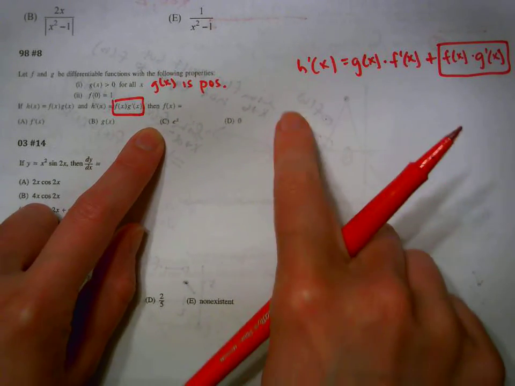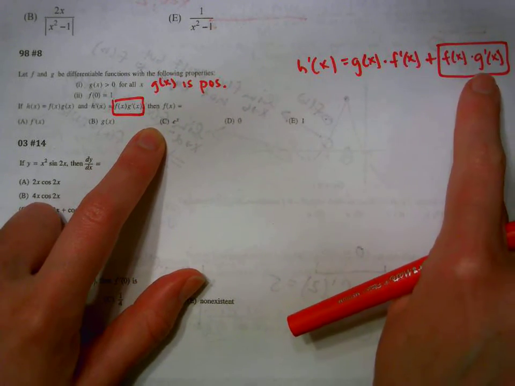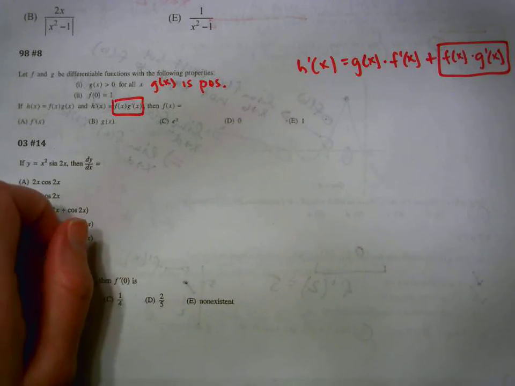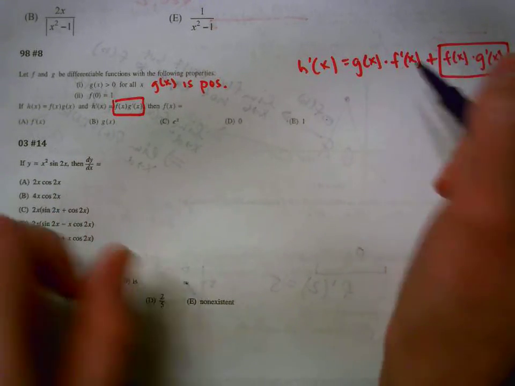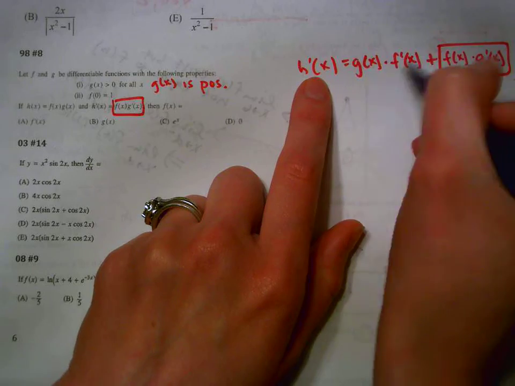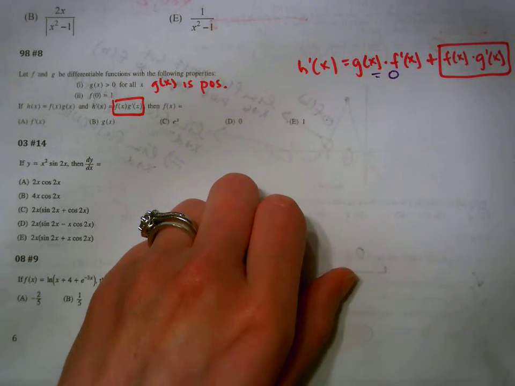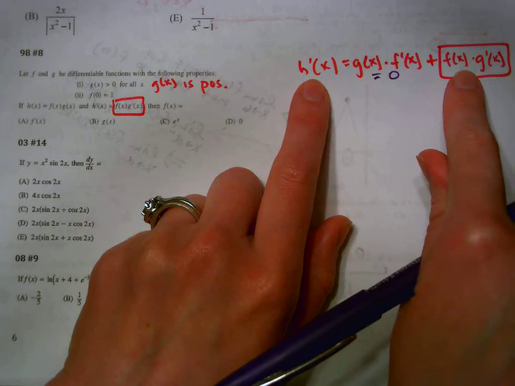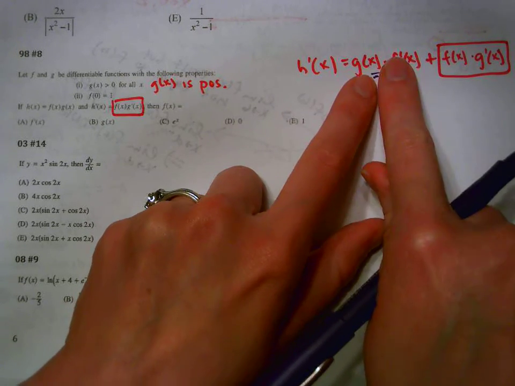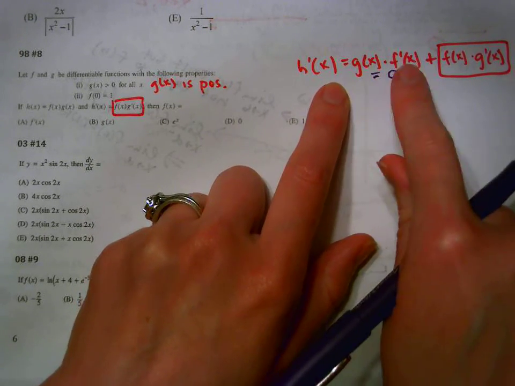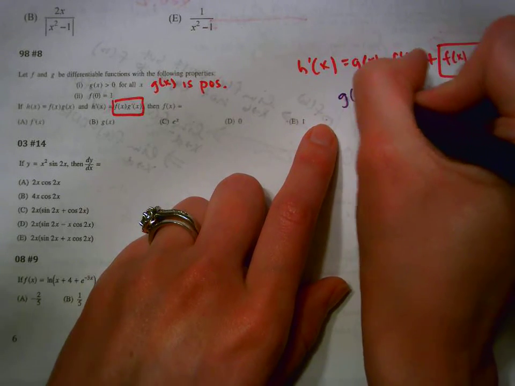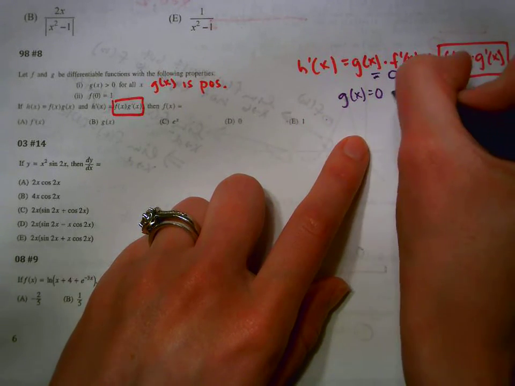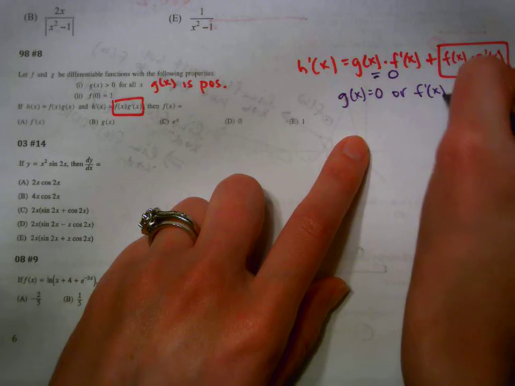So how is h prime of x going to equal just that? Then what does this whole first term need to be? This is going to equal this only if this whole first term equals 0. That's the only way h prime is going to equal just this. So we need this first term to equal 0. So how is this first term going to equal 0? Well, either g of x needs to equal 0, or f prime of x needs to equal 0.